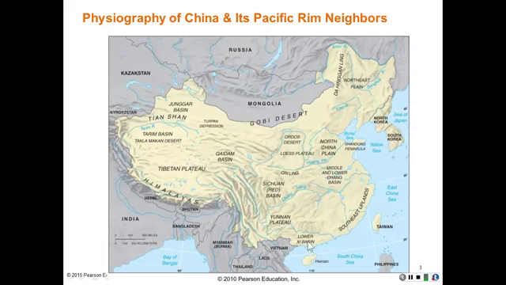We have more tropical regions here to the south. Taiwan, the island of Taiwan, Nationalist China, is here off the southeast coast of China.